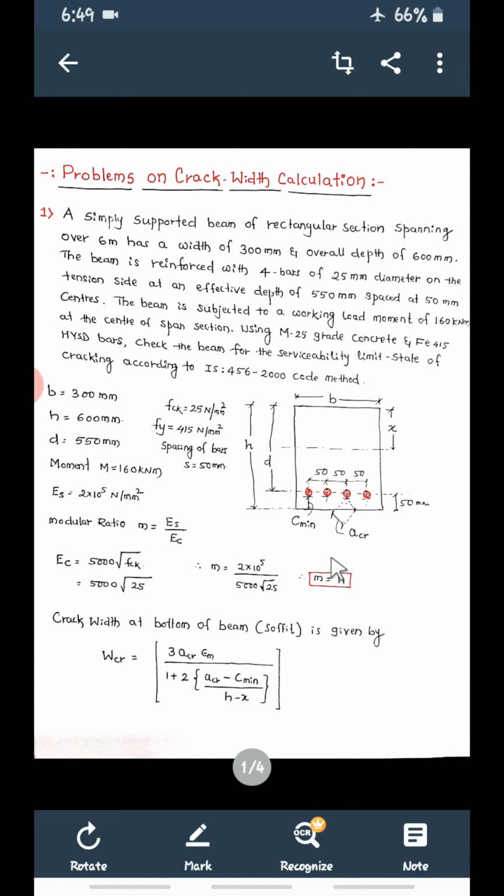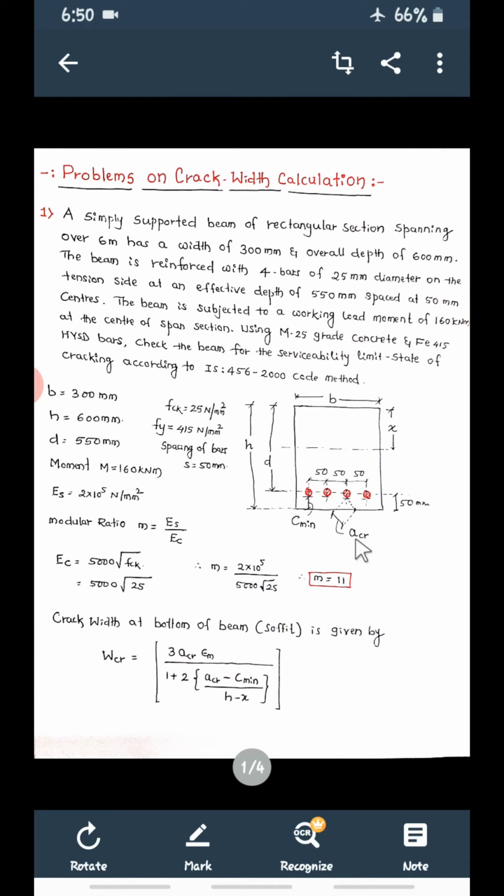Let us see the terms we have shown here. This is C minimum. What is C minimum? C minimum is from the bottom of the bar to the bottom surface of the beam, which is called the soffit of the beam. That distance is called the clear cover. So now what is C minimum? From the center of the bar to the bottom is 50 mm, so 50 minus half of the bar diameter will give C minimum.